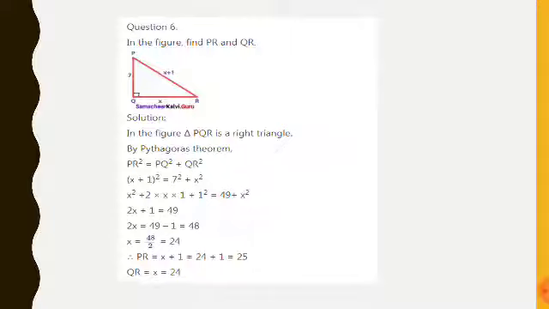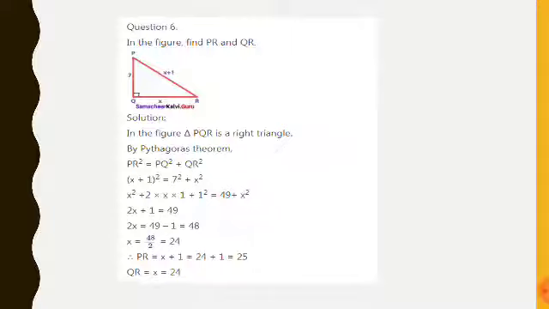In the figure, find PR and QR. So, it is a right angle triangle, and right angle triangle means Pythagorean theorem. PQ is 7, PR is x plus 1, QR is x. So the base is x, the other side is 7, and the opposite side, the hypotenuse, is x plus 1, that means PR.